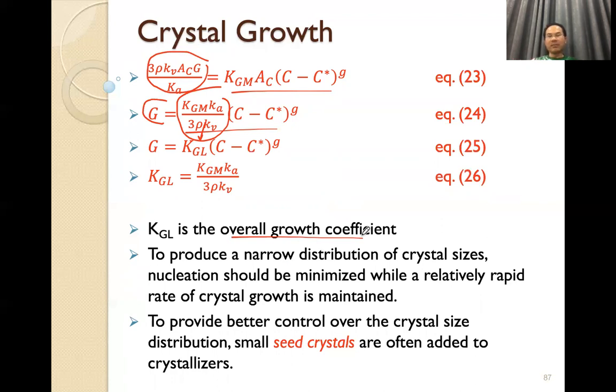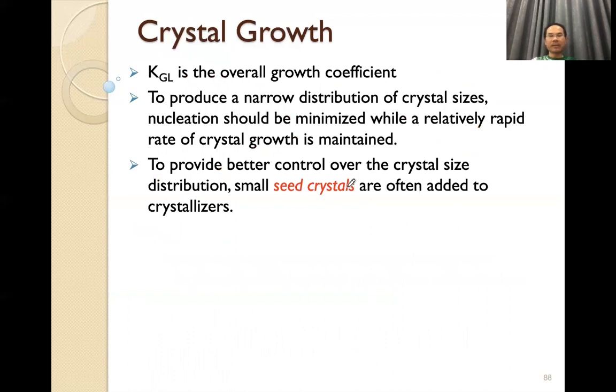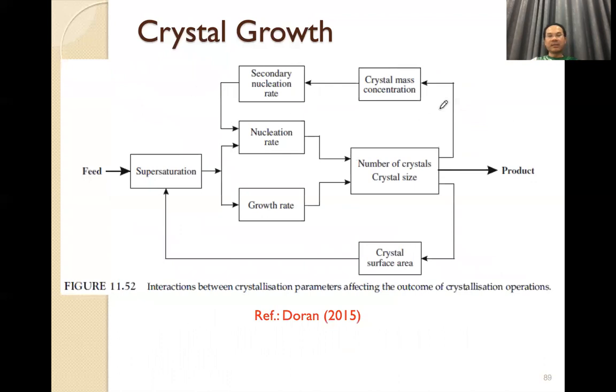Mostly we use crystal growth to control the crystal size. Mostly we would like to produce a narrow distribution of crystal size. Nucleation should be minimized while a relatively rapid rate of crystal growth is maintained. To provide better control over the crystal size distribution, we have to add small crystal seeds to the crystallizer. So this concludes the interaction between the crystallizer parameters.